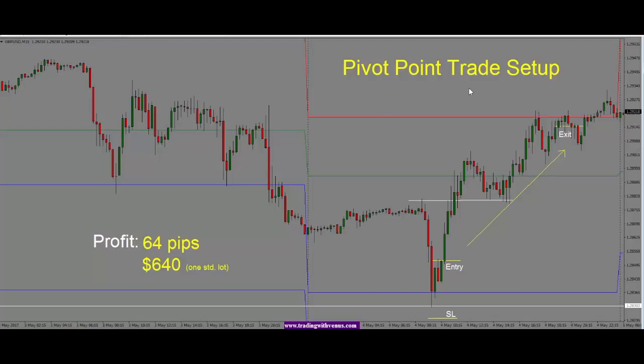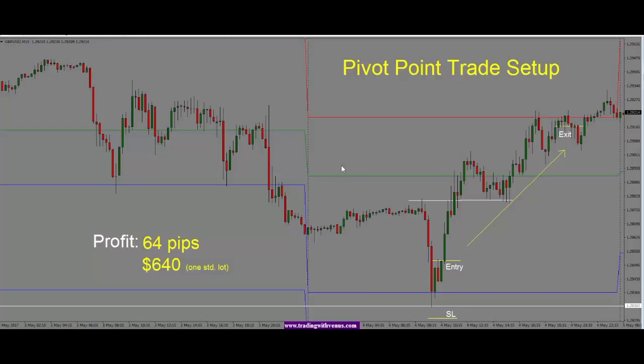We're looking at a pivot point trade setup. This is the pound US dollar 15-minute chart. A pivot point trade setup is where price will react at one of the pivot point levels. And this could be any one of the levels. It could be a support level, a daily pivot, or it could be a resistance level or R1 level.